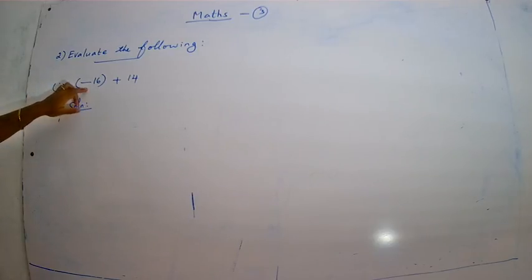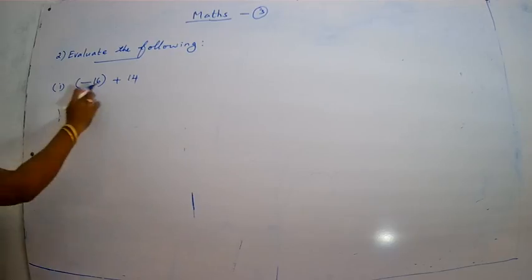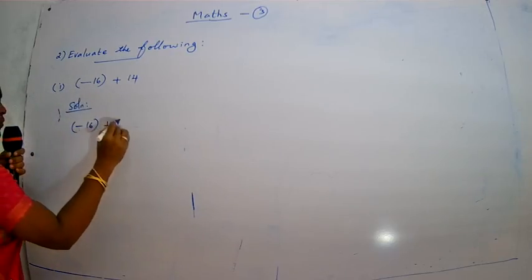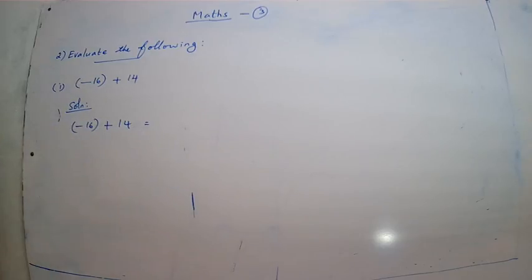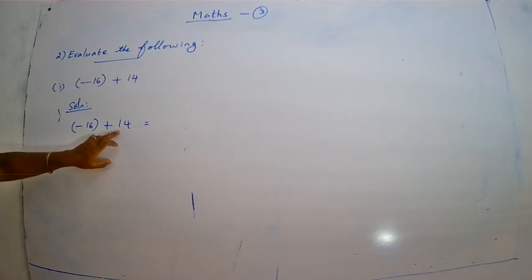First one, minus 16 plus 14. This is addition of integers, and the two integers have different signs. So one rule is there. If the integers have opposite signs, that is, one is positive and the other is negative, we find the difference and assign the sign of the greater number. Here, one is negative and another is positive.